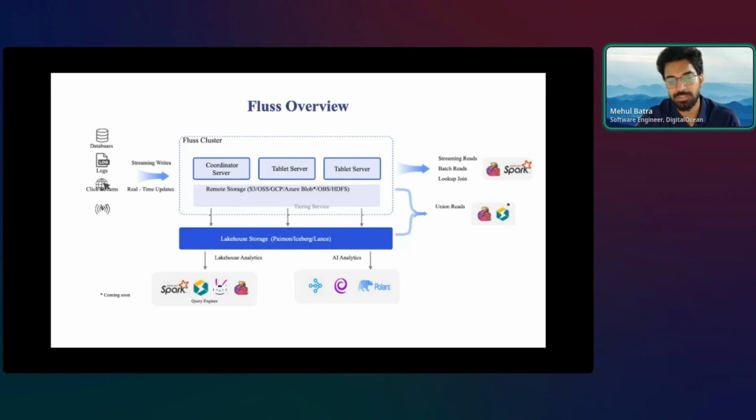On the extreme right, you can see you have multiple engines. It could be Flink or Spark, which could do your streaming reads, batch reads, lookup joins, or union reads. And at the bottom, Fluss can connect with your lakehouse storage as well for your lake tables, which sit on your tiered storage, which could be S3, GCS, Blob, Spaces, HDFS, whatsoever.